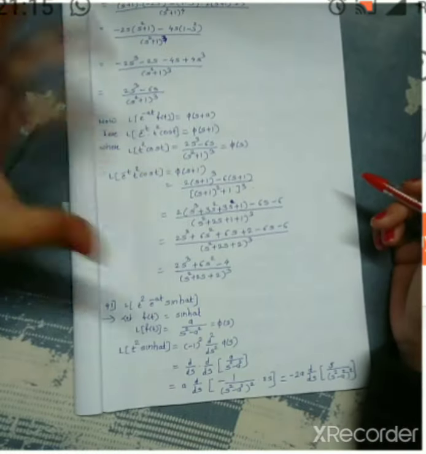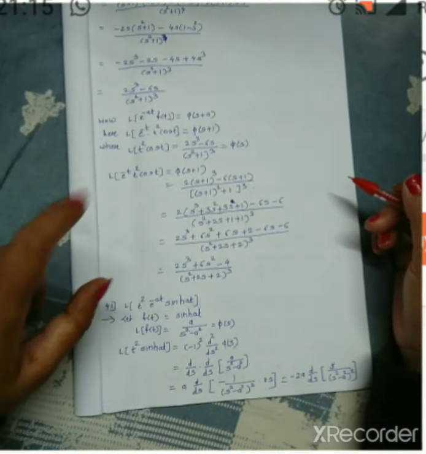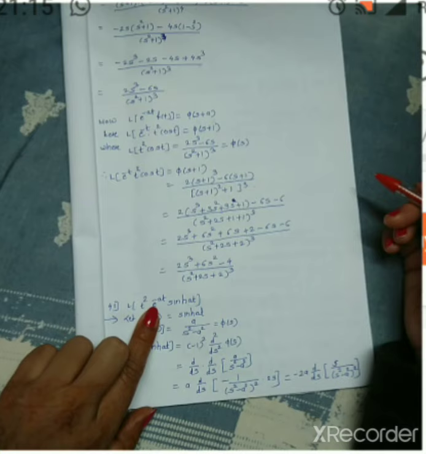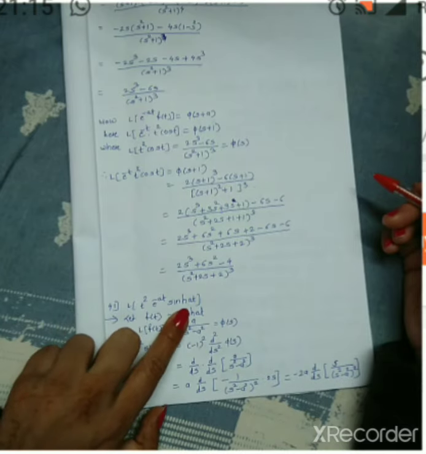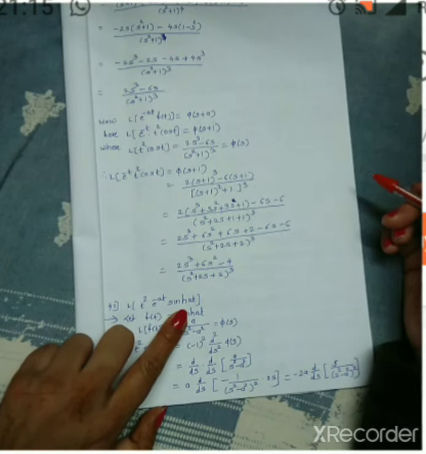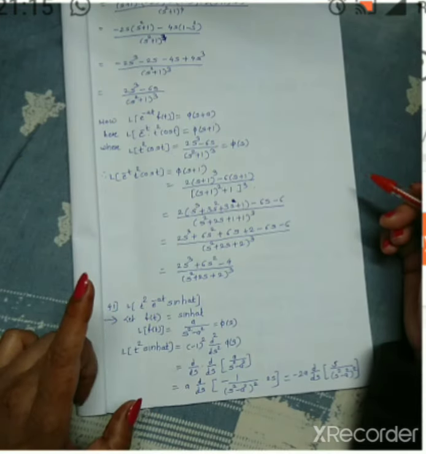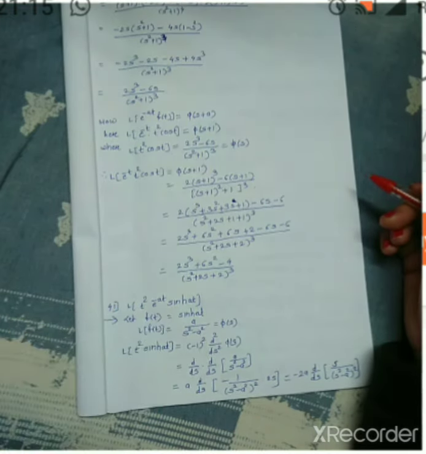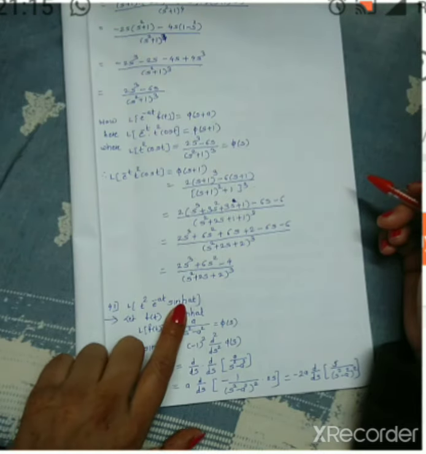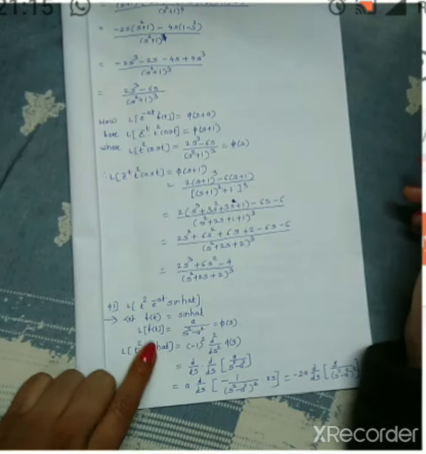Now consider one more example like this: Laplace of t square e raised to minus at sine hyperbolic at. Here the exponential property is also there and the t square property is also there. The exponential property comes at the last. Let f of t be sine hyperbolic at first. What is the Laplace of f of t?